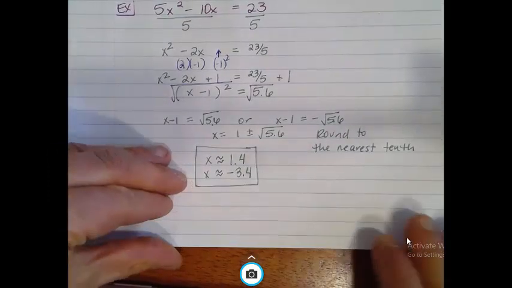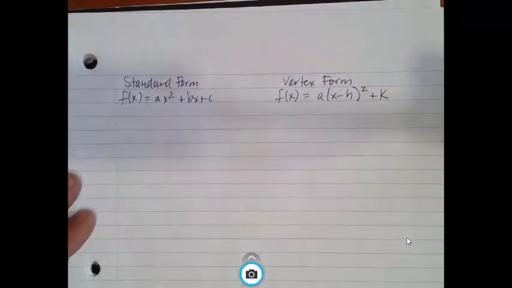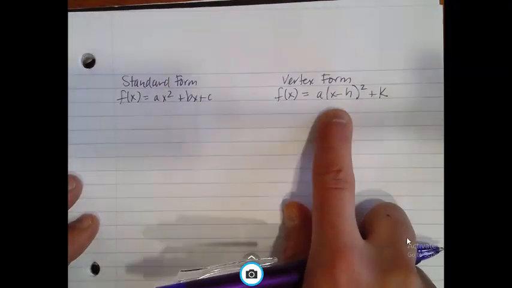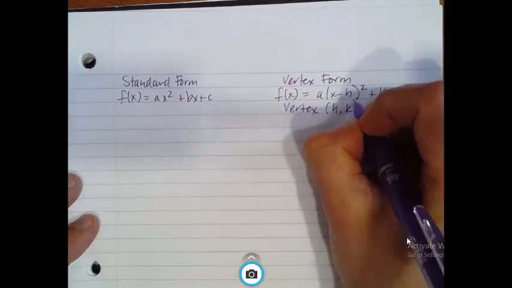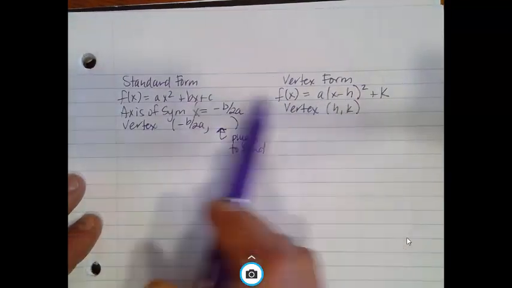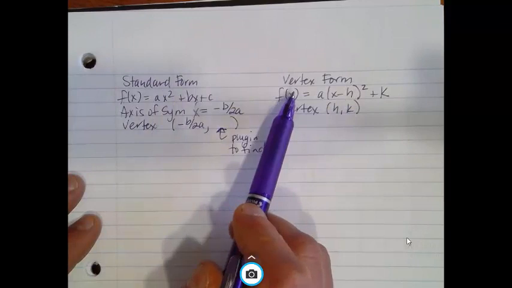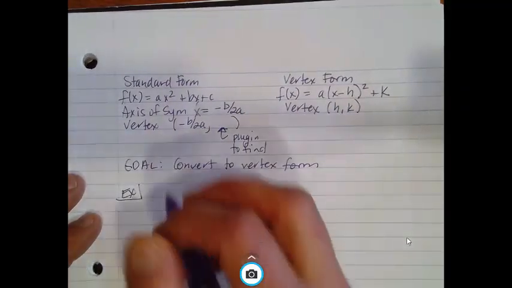The other thing that we use completing the square for is converting things to vertex form. This is super useful because we've talked about the benefits of vertex form over standard form. So let's just remember what those two forms are. In vertex form, we like this form because we can really easily see the vertex. We know the vertex is (h, k). Here we have to do the axis of symmetry. So if we could convert from standard form to vertex form, that would really work out for us. So that's our goal. Let's look at an easier example first.